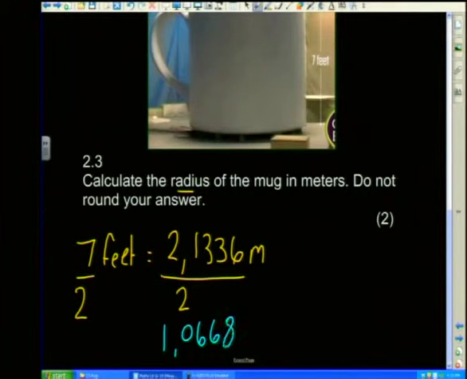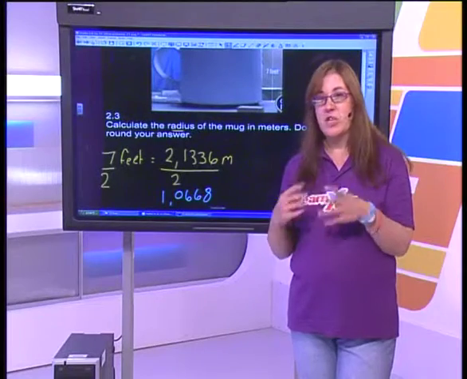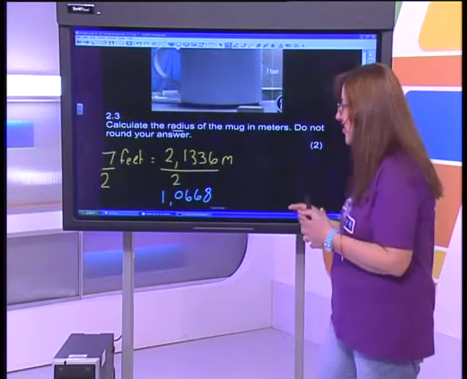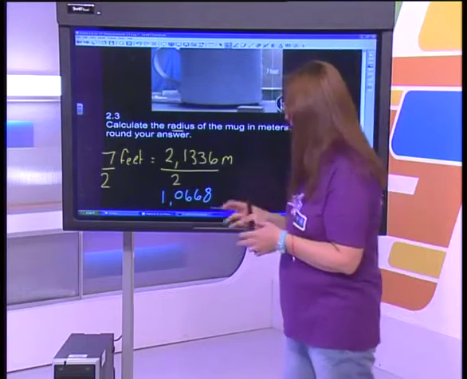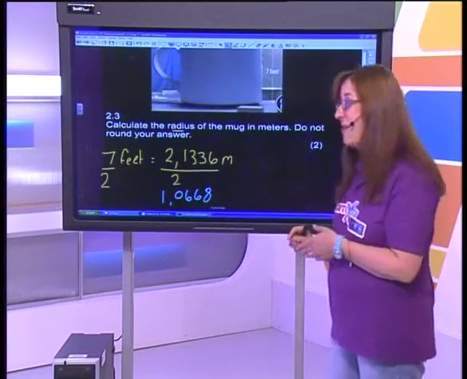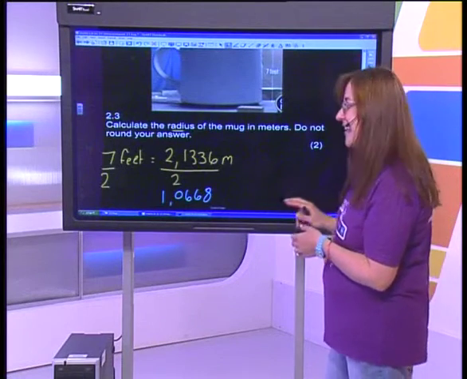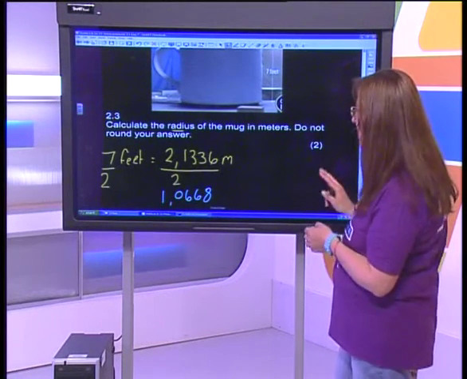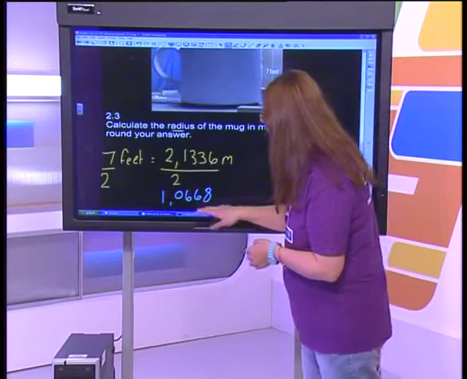1,0668. So that is my radius. I'm sure we're going to have to hold on to these numbers. Maybe we should ask Indy to just keep a record of these numbers, we might need them later. So 1,0668 is our radius, and 2,1336 is our height.